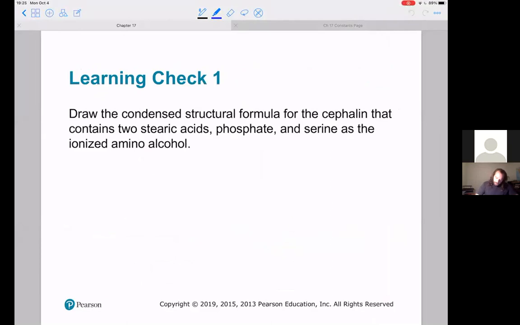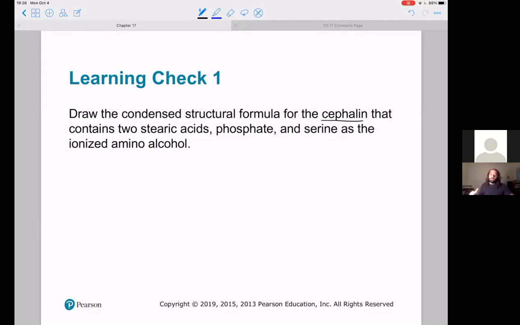All right, so here we go. This is one of the things we're going to have to be able to do, to draw the formula of a particular glycerophospholipid. I'm not going to make us memorize the different names, but given these components, we're going to have to be able to use our constants page to figure it out. So this would contain two stearic acid fatty acids and a phosphate group, as they always do because it's a phospholipid, and serine, right?